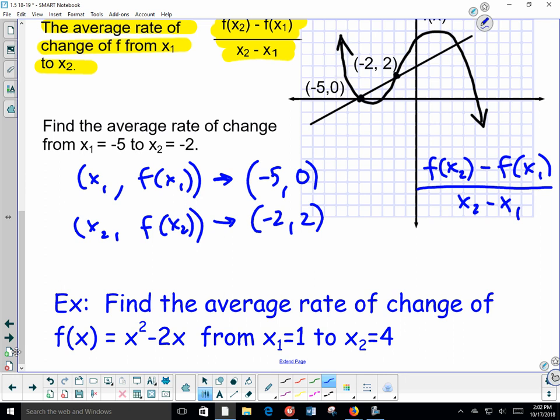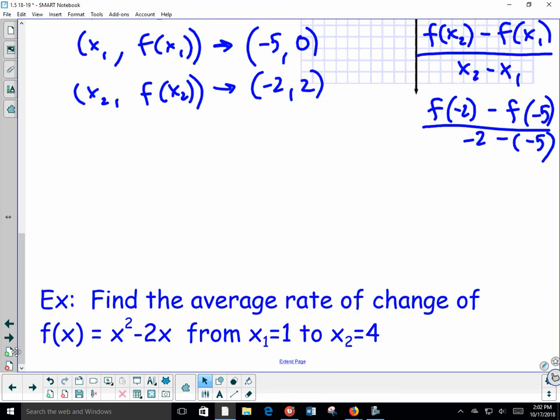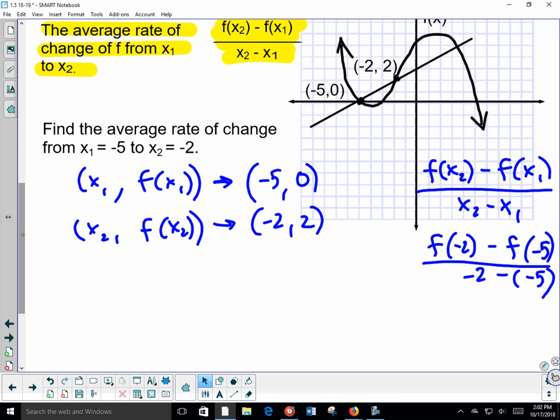And so in this case, I could really write this as f of -2 minus f of -5 over -2 minus a -5. Slide this down a little bit. Does that make sense? Because my x2 is -2, so I want f of -2. My x1 is -5, so I want f of -5 in my numerator.